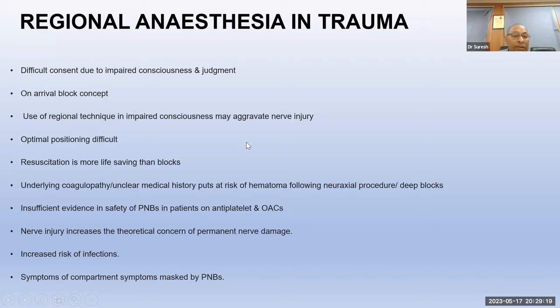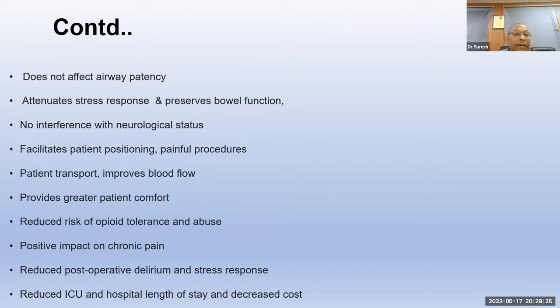Nerve injury increases the theoretical concern of permanent damage, increased risk of infections, and compartment syndrome to be kept in mind. It does not affect the airway patency, attenuates stress response, no interference with neurological status, facilitates patient positioning and painful procedures, patient transport, and improves blood flow because of the sympatholysis, provides greater patient comfort, reduced risk of opioid tolerance, positive impact on chronic pain, reduced post-op delirium, and reduced ICU and hospital stay.